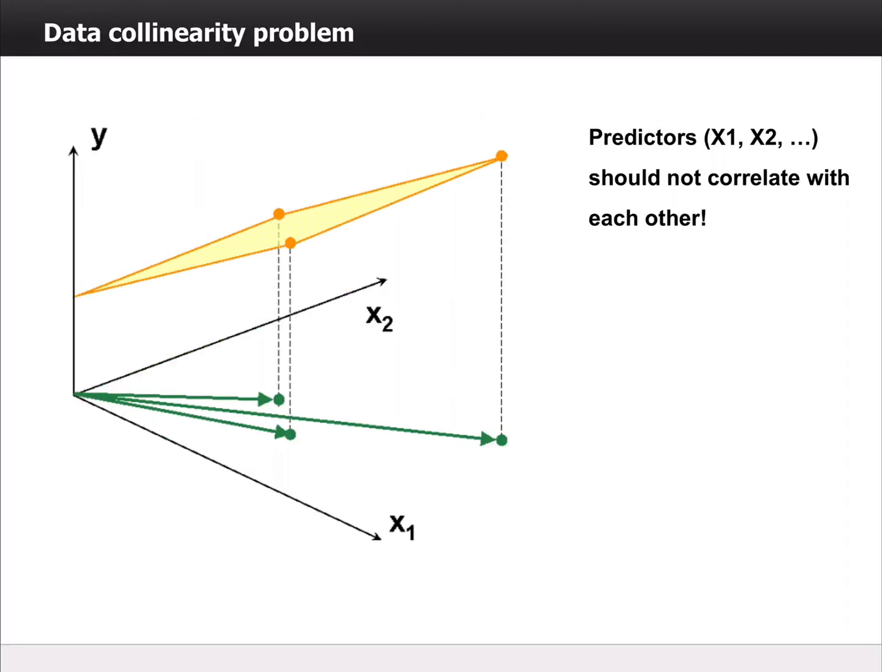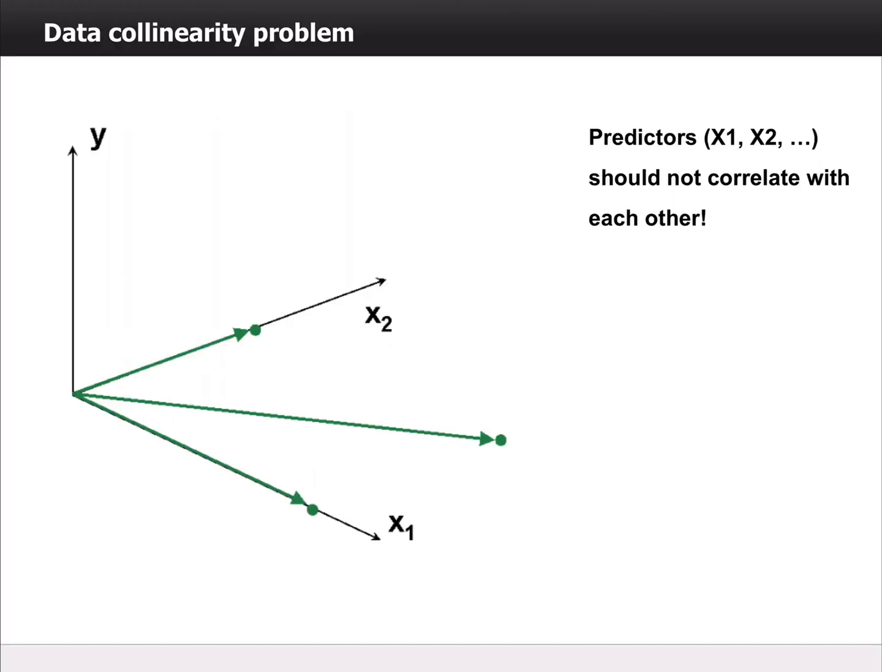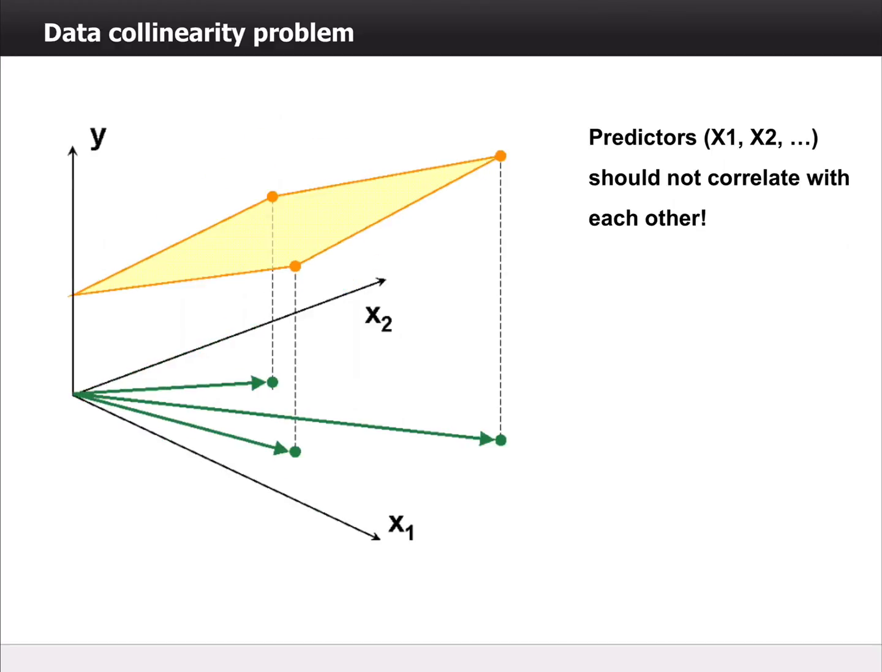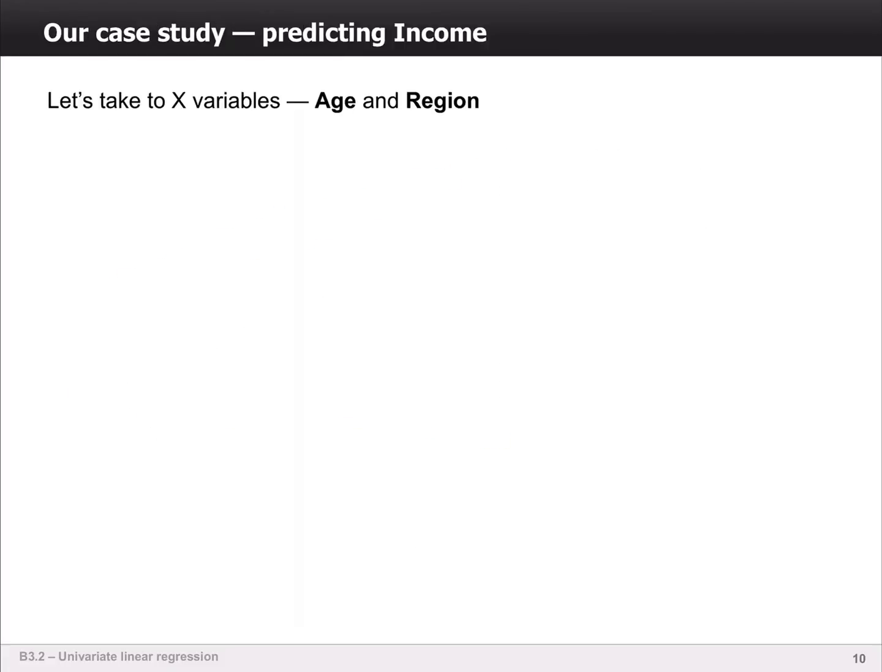Your x variables should not be correlated, or at least the correlation should not be very high. Otherwise, the MLR will not give you a good solution. Now, let's get back to our example.